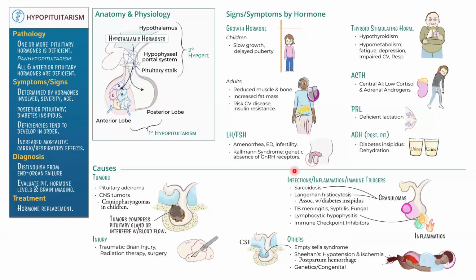So what now are the features that will present? One, in children, you'll appreciate there will be slow growth and delayed puberty. So secondary sexual characteristics won't be there. There'll be slow growth. In adults, we'll appreciate there'll be reduced muscle and bone. There'll be increased fat mass, and the person becomes obese. And then there is risk of cardiovascular diseases such as myocardial infarction, cardiomegaly, and such other diseases.